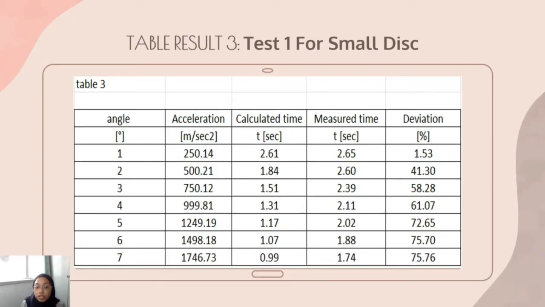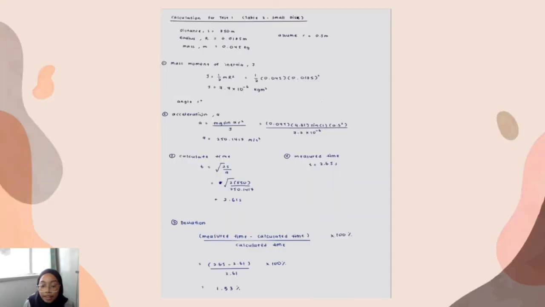And this is the table of results for the small disc. We repeat the same thing for the large and small discs. Both present different data because the small and large discs have different mass and also different radius. And this is an example of the calculation for the small disc.